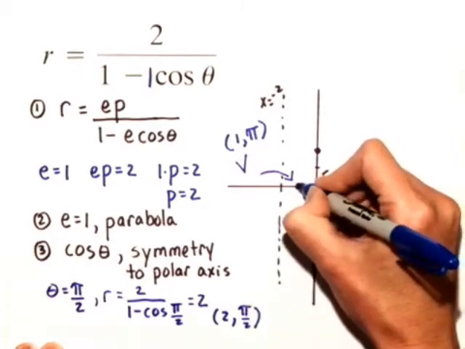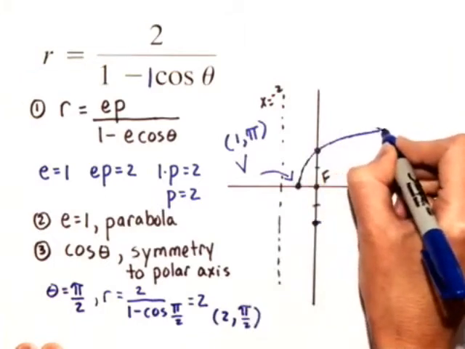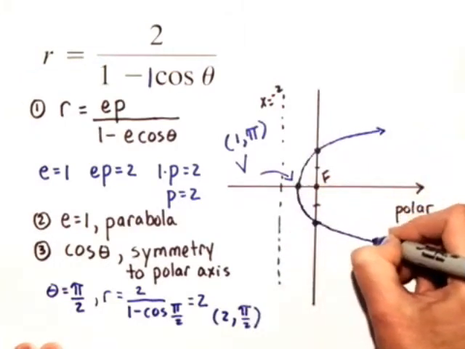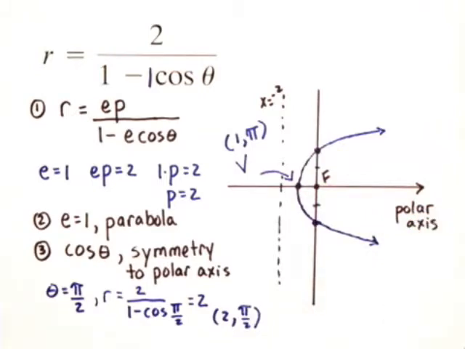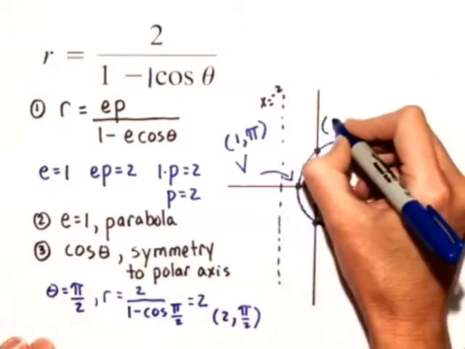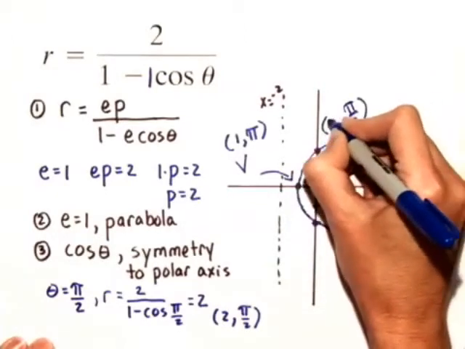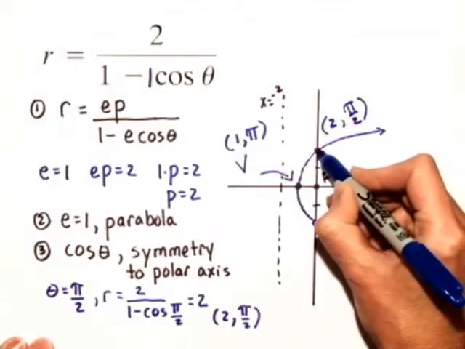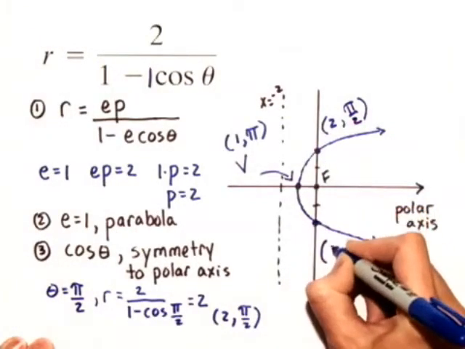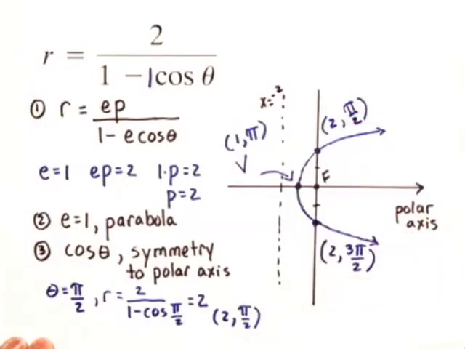Now we can sketch a graph of this conic section. And I'll label these 2 points to complete the graph. This angle is pi over 2, the radius is 2, so that's the point 2, pi over 2. And this point down here is 2, 3 pi over 2.